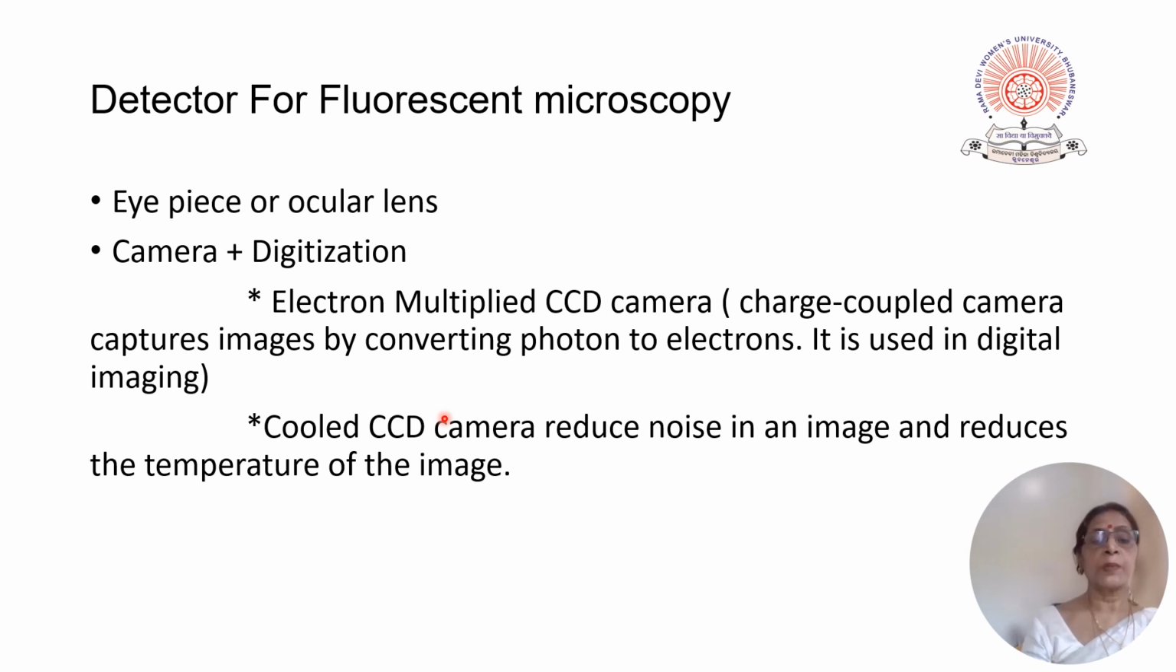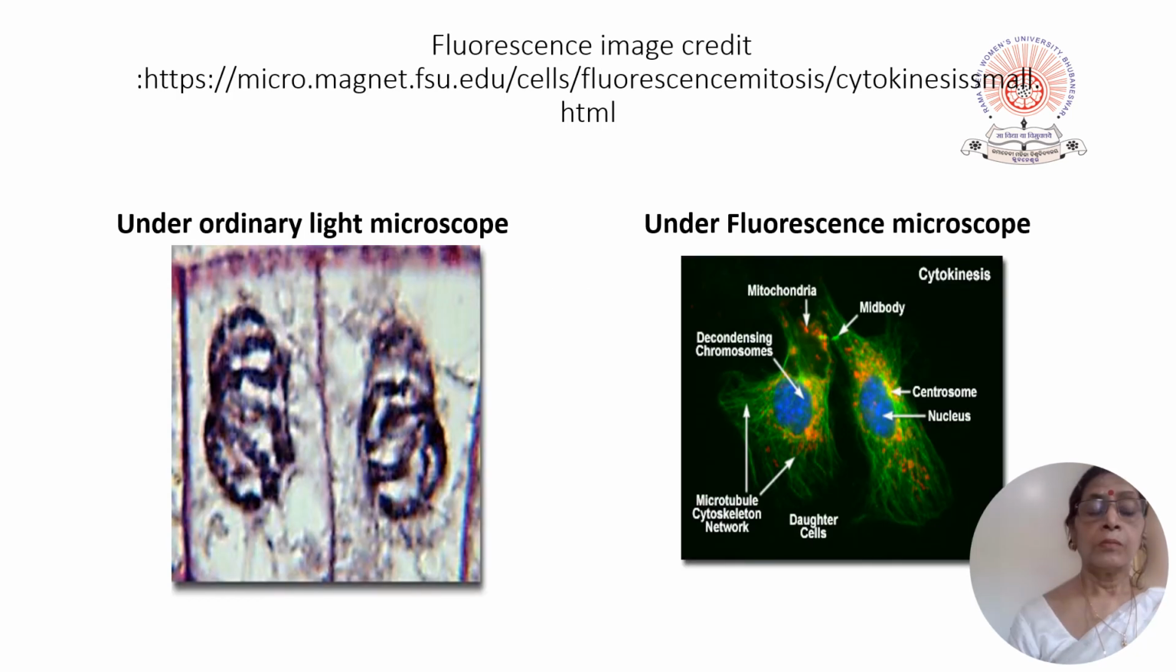Detector for fluorescence microscopy may be simple ocular lens or a digitalized camera like the charge-coupled device camera or cooled CCD camera. Cooled CCD cameras are better because they reduce the noise of the image. This is the image of cell division showing the cell plate formation under the ordinary light microscope and under the fluorescence microscope. So fluorescence microscope is very versatile in the imaging of different types of samples.